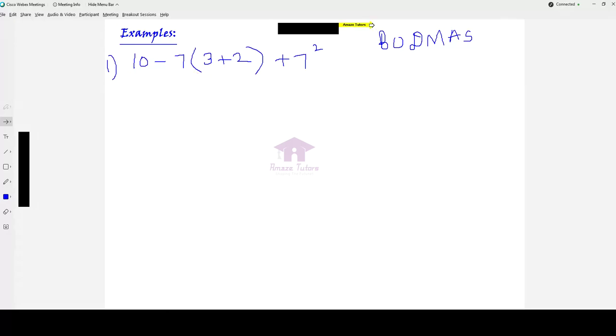So what is the first operation to be followed? Brackets. So let me use a different color. We need to do 3 plus 2 first. Let me write 10, keep it same, 7, let it be there, 3 plus 2, 5, plus, you can actually keep 7 square and do the exponents in the next step, or if you want to do it here itself, no problem. So what is next? Brackets, order, 7 square. 7 squared is 49.